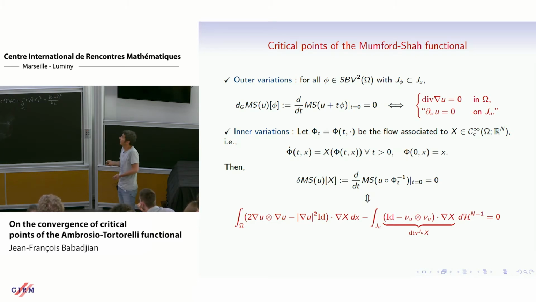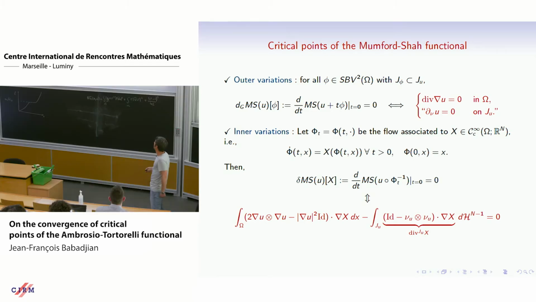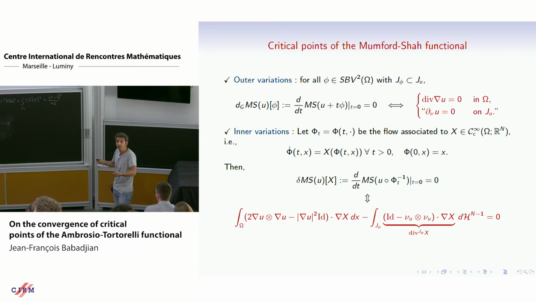So this is a first type of variation, but it's not very interesting, or it gives information, but that's not very interesting, because by making this assumption on the jump set of your test function, you are essentially not moving the jump set. So a way to make the jump set move is to perform so-called inner variations, or shape derivative, if you want. This is connected.